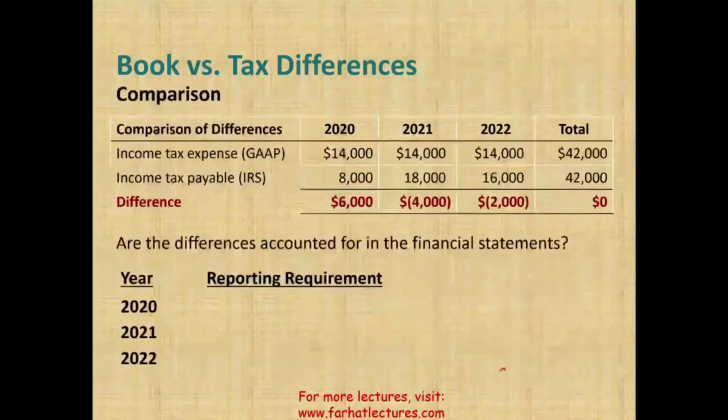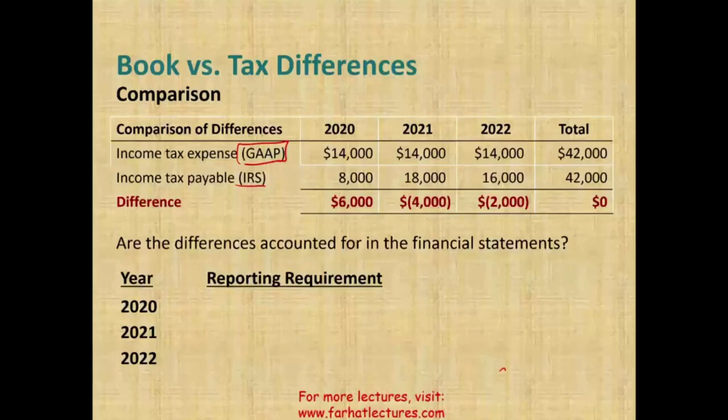Now let's see the difference between the income tax for GAAP and the income tax for the IRS. Again, the way we computed GAAP is not accurate, but it will help us for now. For 2020, GAAP income tax was $14,000. Income taxes payable, which is what I called income tax expense for IRS, was $8,000. So notice, in 2020, we paid less to the IRS. Think of it this way. In 2020, we paid $6,000 less than our GAAP income tax, because this is what we actually have to pay.